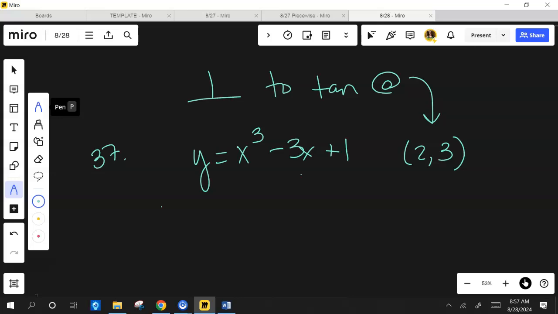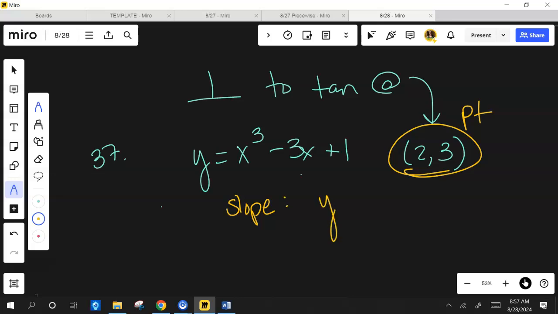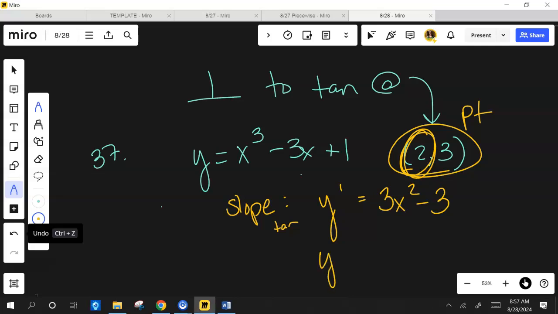What do I need to write the equation of the line? A point and a slope. All the time. A point and a slope. I have a point. The only thing I'm missing is a slope. If I take the derivative, what am I finding? Slope of what? Somebody said it, the tan line, right? This is the slope of the tan line. Yes? But I want the slope of the tan line at 2. Derivative of y.